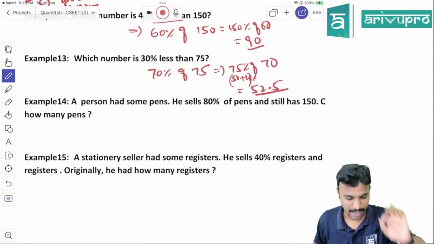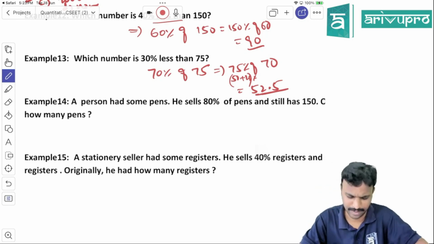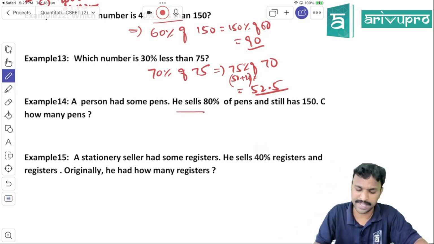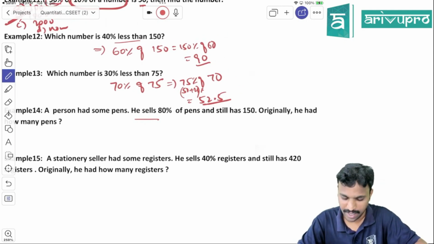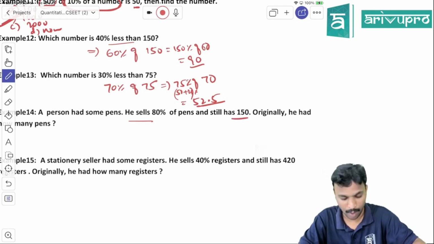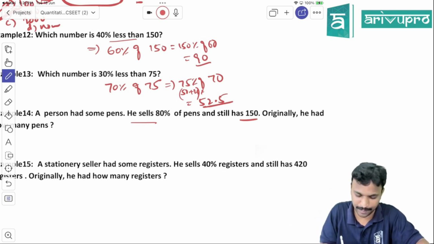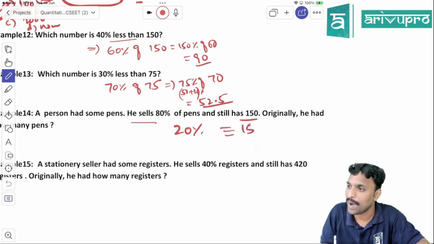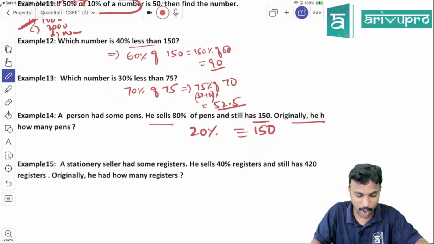Next question. A person had some pens. How many pens? Some pens. We don't know how many. He sells 80% of the pens and still has 150. How many pens did he have? 80% he sold. How much is remaining? 20% is remaining. So 20% is equivalent to 150. Now the question they've asked is, originally he had how many pens?